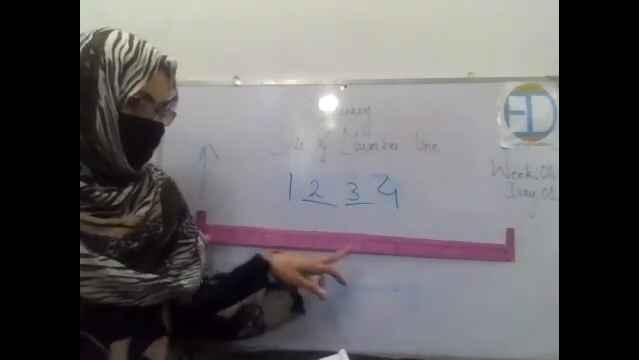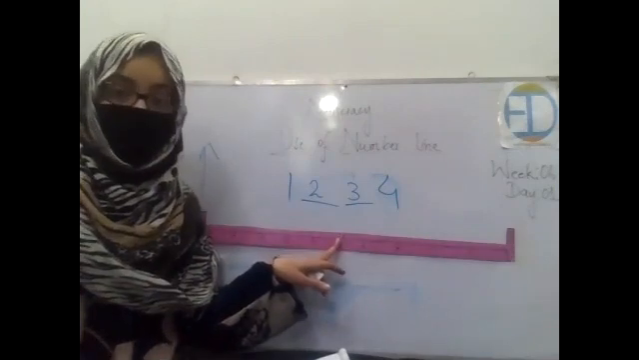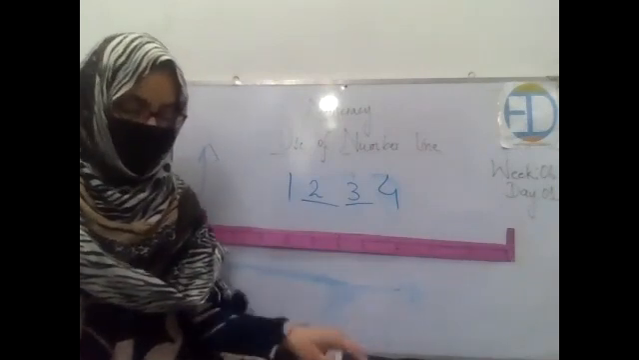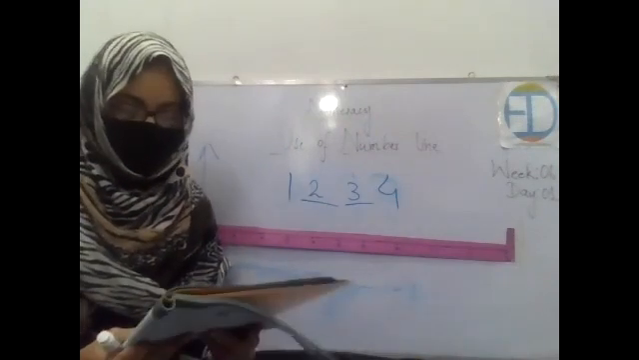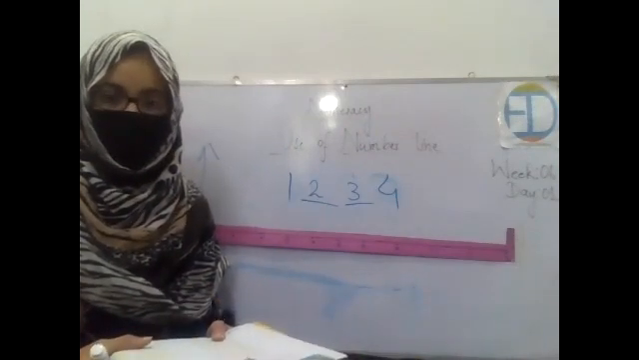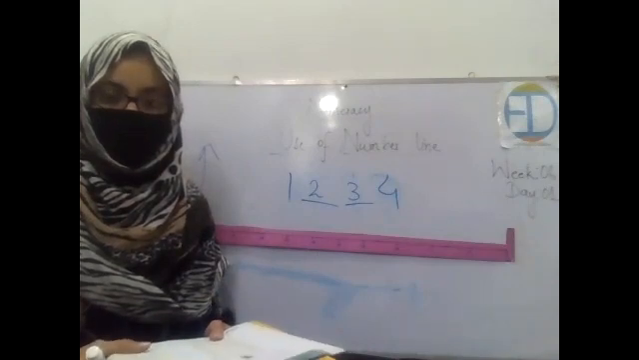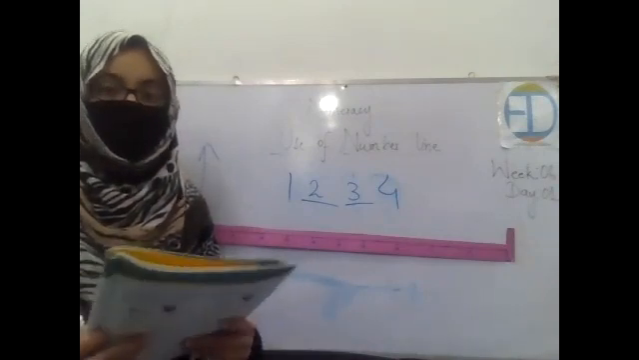Now see what comes in between 4 and 6. Look at the 4 and then 6. What comes in between that? It's 5. Very well done. Now solve the rest by yourself. All of you are done? Okay, good. Now move toward the next question.